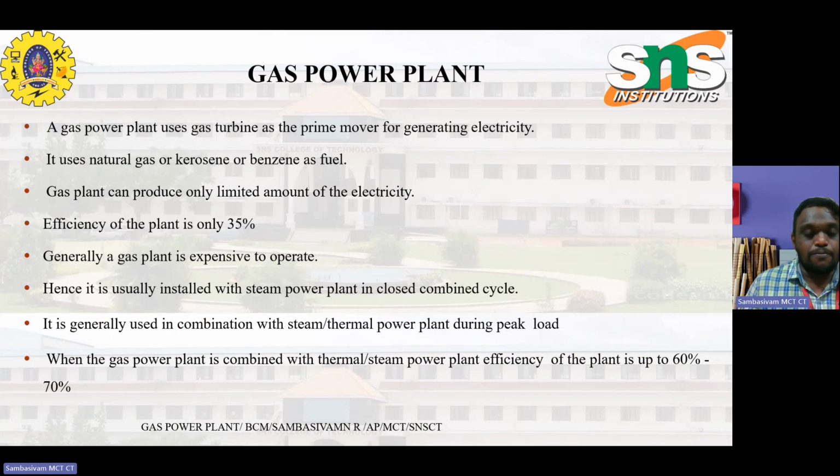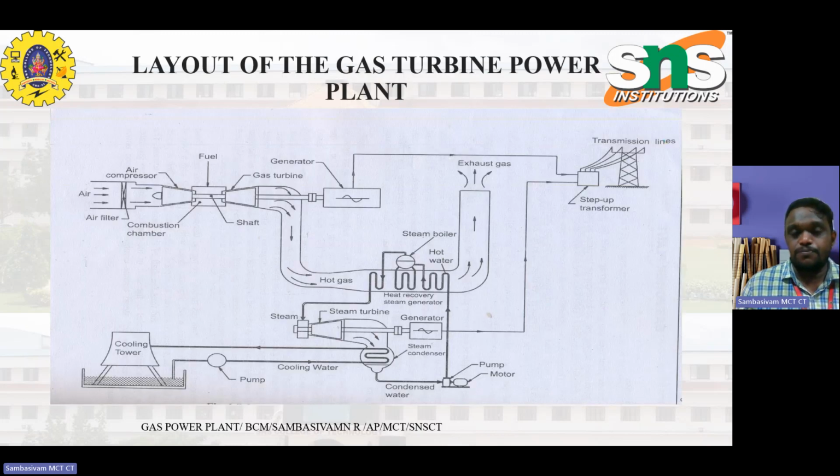The efficiency of the power plant is 35 percent, but generally a gas plant is expensive to operate. Hence, it is installed with a steam power plant in a combined cycle. It is generally used in combination with a steam or thermal power plant during the peak load. When the gas power plant is combined with a thermal steam power plant, the efficiency of the plant is up to 60 to 70 percent. This is the basic layout of the gas turbine power plant.